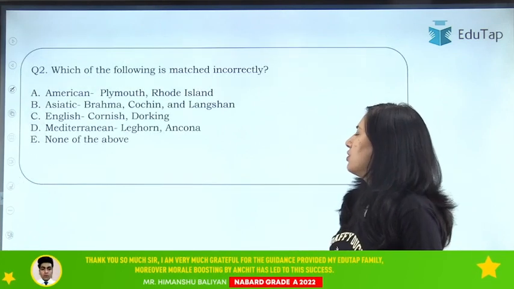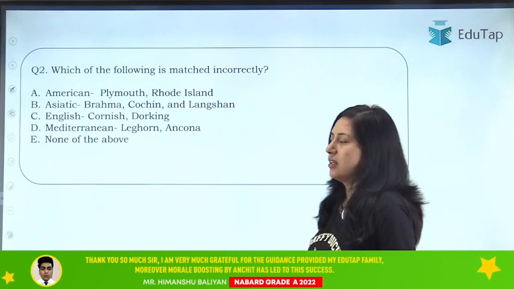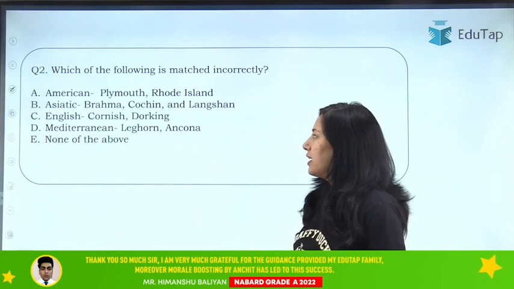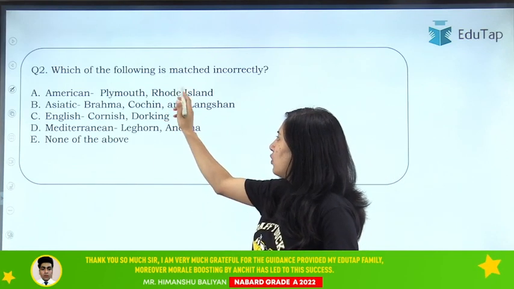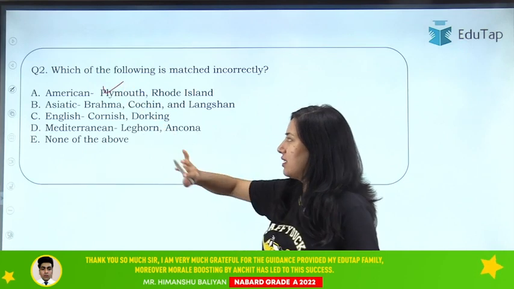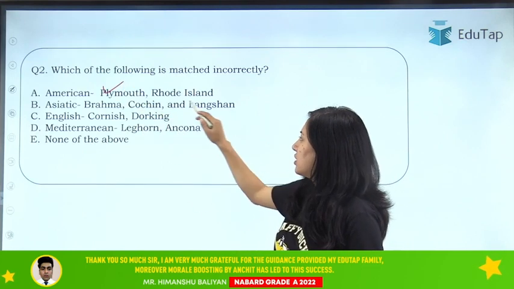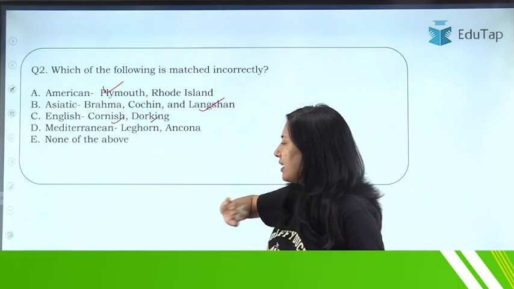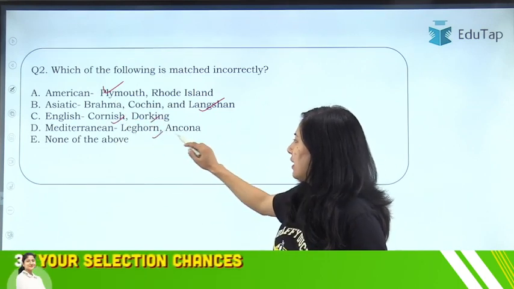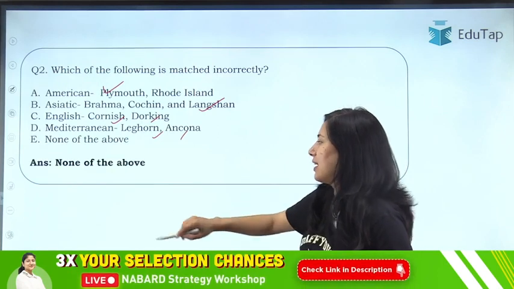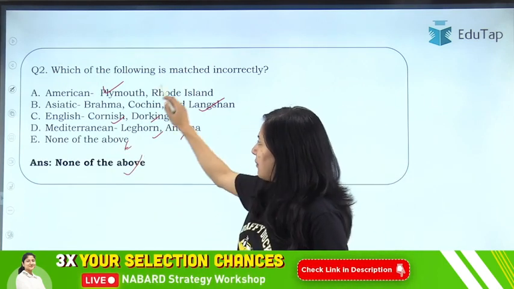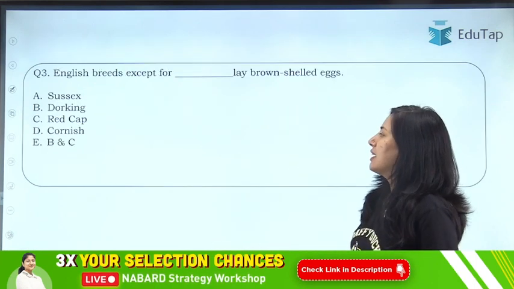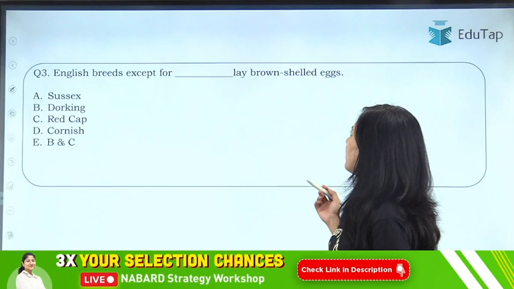The next question says, which of the following is matched incorrectly? Here you can see that Plymouth and Rhode Island are American breeds. That is correct. Then under Asiatic, Brahma, Cochin and Langshan is also correct. Under English, Cornish and Dorking, correct. For Mediterranean, Leghorn and Minorca, that is correct. So the right answer for this will be none of the above, because all of these are correctly matched.